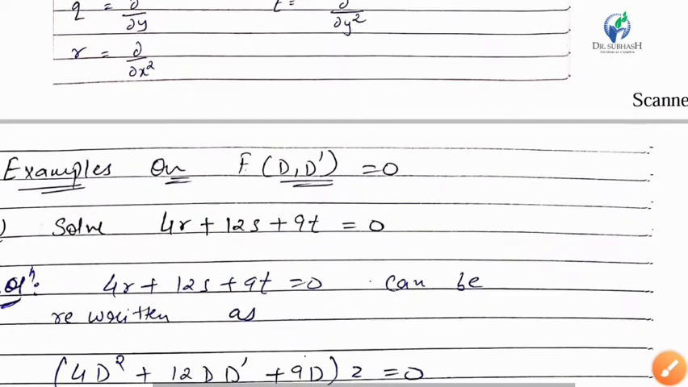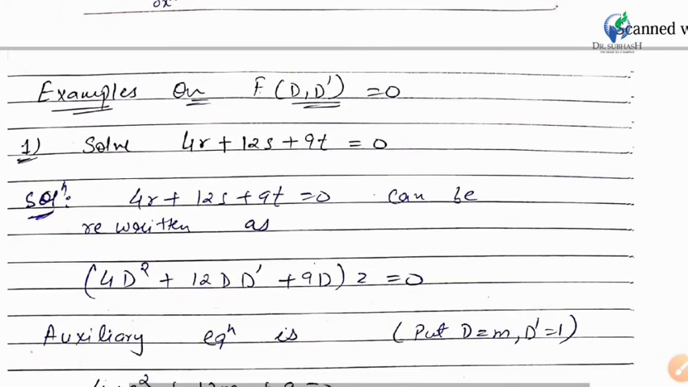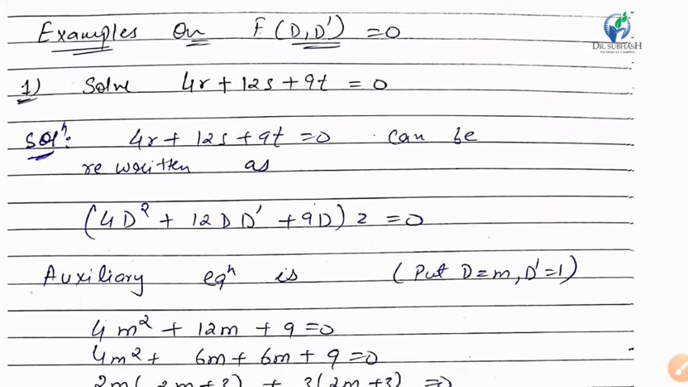Now let us move towards some examples. Here we will only see how to find the complementary function, and this can be done only when the function on the right hand side of the equation is 0. When the function is non-zero, at that time we have to find the particular integral. Here we will just need to find the complementary function. The question is solve 4r plus 12s plus 9t equal to 0.